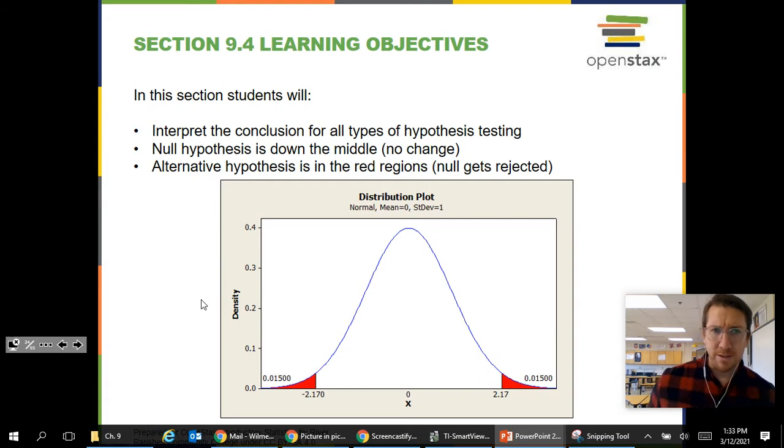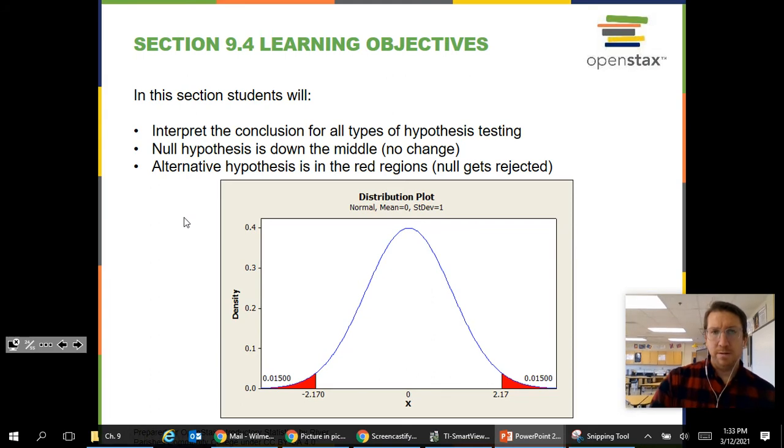And so the null hypothesis means nothing has changed. So the null hypothesis is going to be right down the middle. No change, everything is normal. The alternative hypothesis is going to be in the red regions. That's going to be way on the outside. It's going to be considering something very far away from the null hypothesis. And there's a very low chance that that alternative hypothesis could happen. But if it does happen, then we're going to reject the null hypothesis.